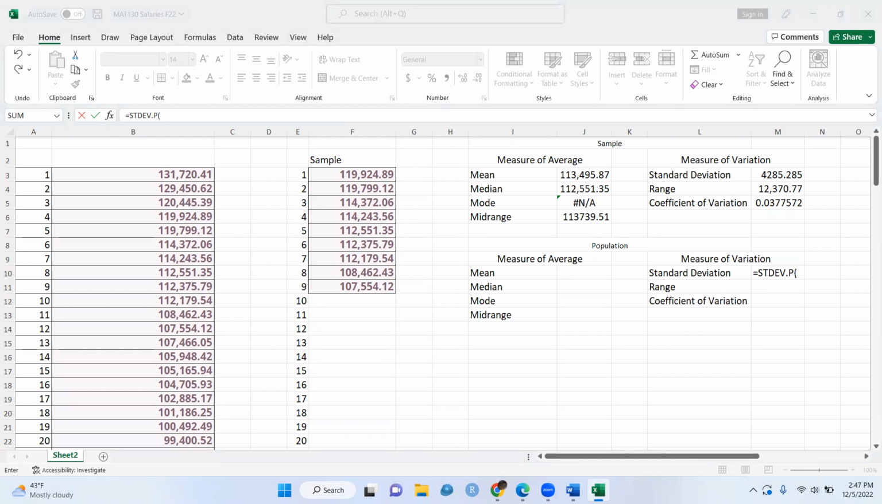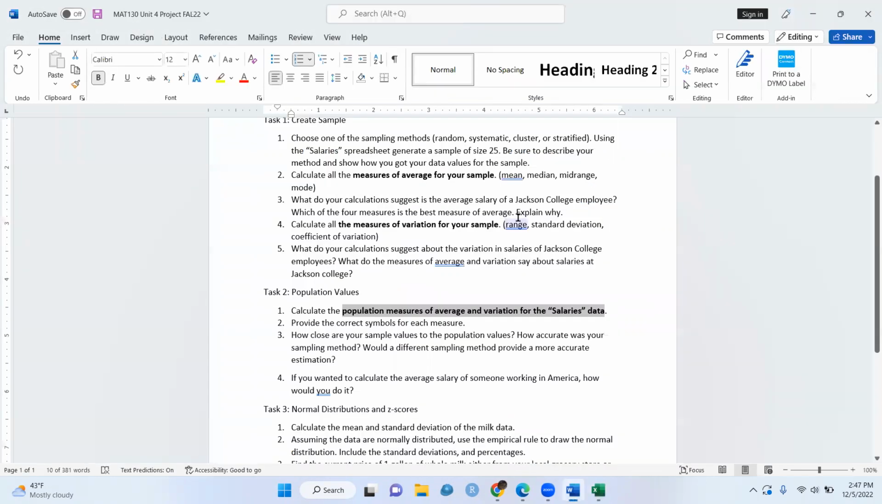Okay, some careful things you need to note. So those are all the calculations. You then need to give me some intelligent thoughts about what these calculations suggest about the average salary of a Jackson College employee. And then which is the best measure, mean, median, mode, or mid-range, and explain why you chose that. Remember, you need to talk about outliers. Same thing for variation. You're doing that for the sample.